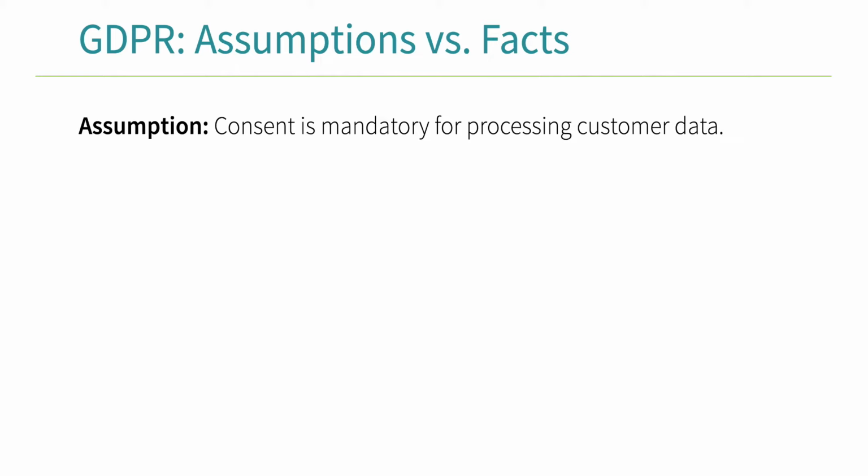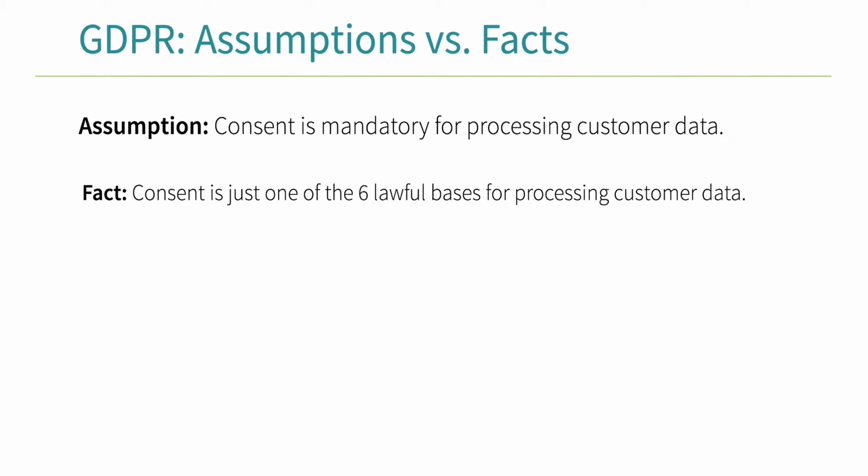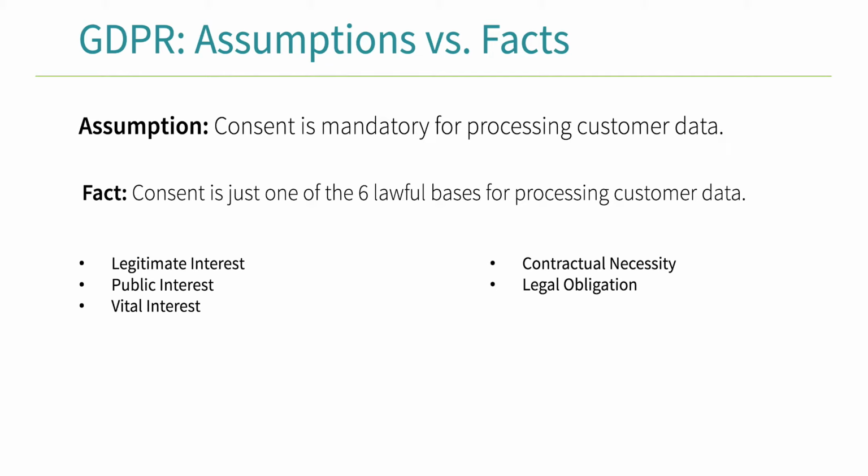With so much emphasis on consent being needed for an organization to process personal information of customers in GDPR, this is understandable. But the fact of the matter is, consent is just one of the 6 lawful bases for processing customer data, the other 5 being legitimate interest, public interest, vital interest, contractual necessity, and legal obligation. Although explicit consent is required when processing special categories of personal data such as race, religion, political affiliations or opinions, genetic and biometric data.